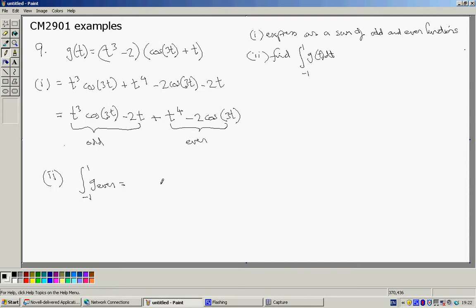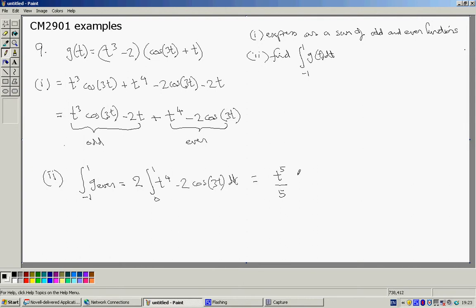is the same, if you look in your notes, as double the half range integral, and our even part is t to the 4 minus 2 times cosine of 3t, all with respect to t. Integral of t to the 4 is we'll increase the power by 1, divide by the new power, so t to the 5 upon 5.